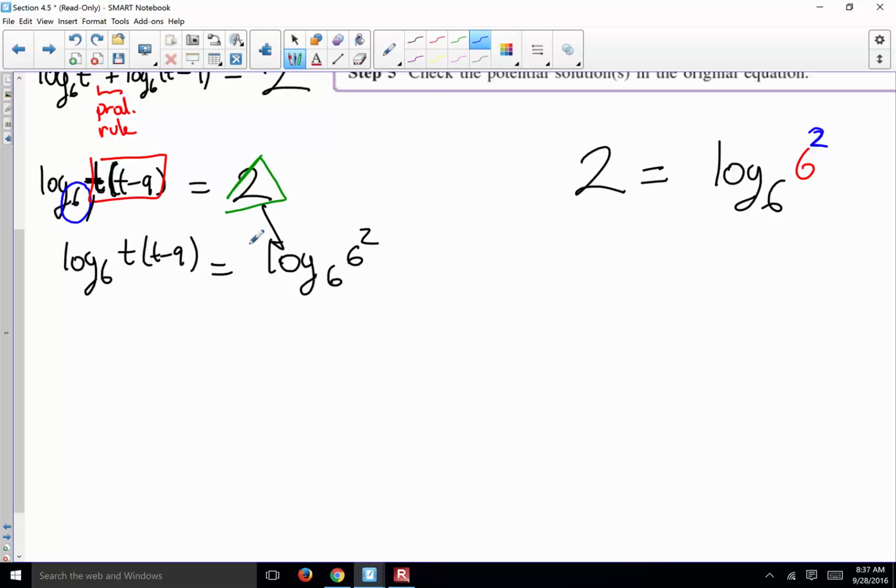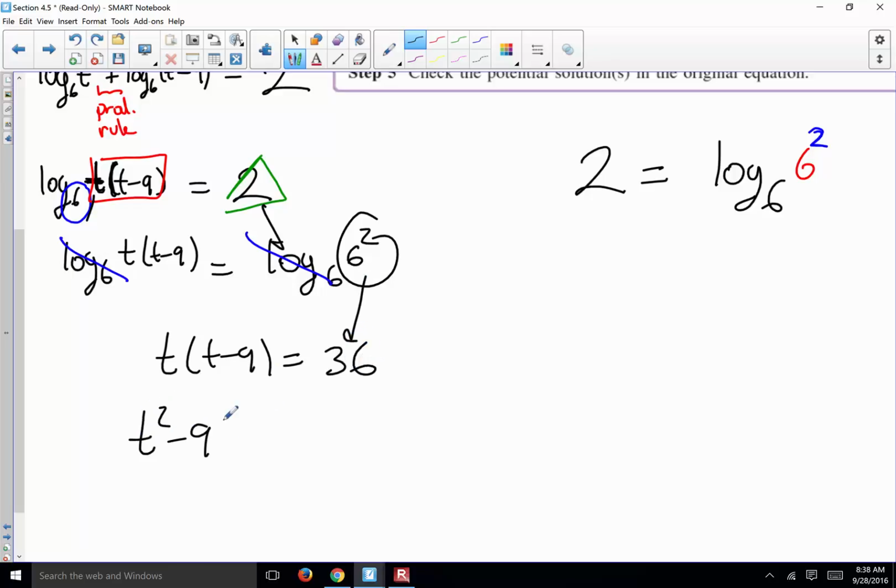Now guess what? I have one of each on the left, so I can cross them out. And I get t minus 9 is 6 squared, which is 36. And bring this to the left, we get the same equation. Isn't it the same thing? Rather than making exponential directly, I just made an exponential here and cross off logarithms and went that way. So it's your choice at this stage. Okay?